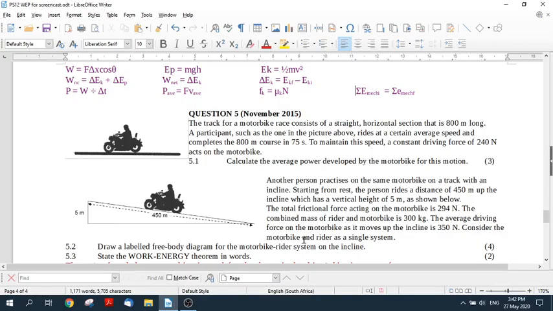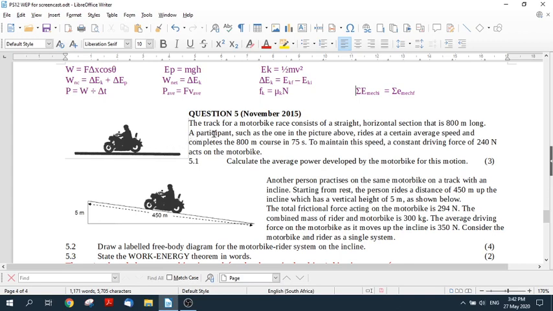Okay, grade 12, I want to look at this November 2015 question on work, energy and power. There's a chainsaw chopping down a tree across the river, so if you hear a funny noise halfway through the video, it's the people across the river chopping down a tree.